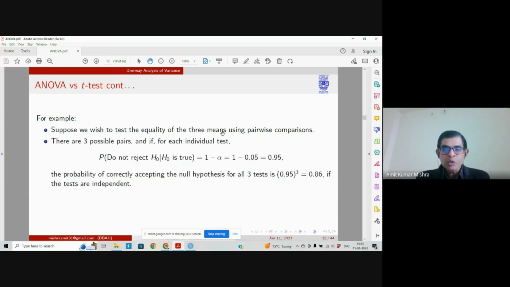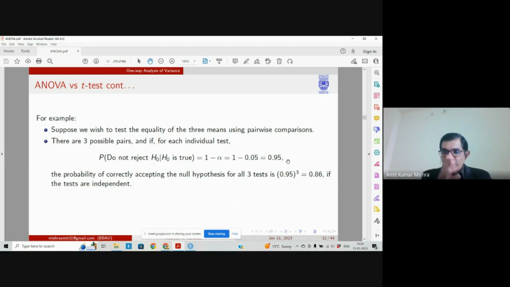When you do that, in each test you will fix alpha. Because there are three tests, there are three possible pairs. And for an individual test, the probability of not rejecting H0 when H0 is true will be 1 minus alpha. If I fix alpha as 5%, this will be 0.95. So in a particular test, the probability of correctly accepting the null hypothesis if it is true is 0.95.